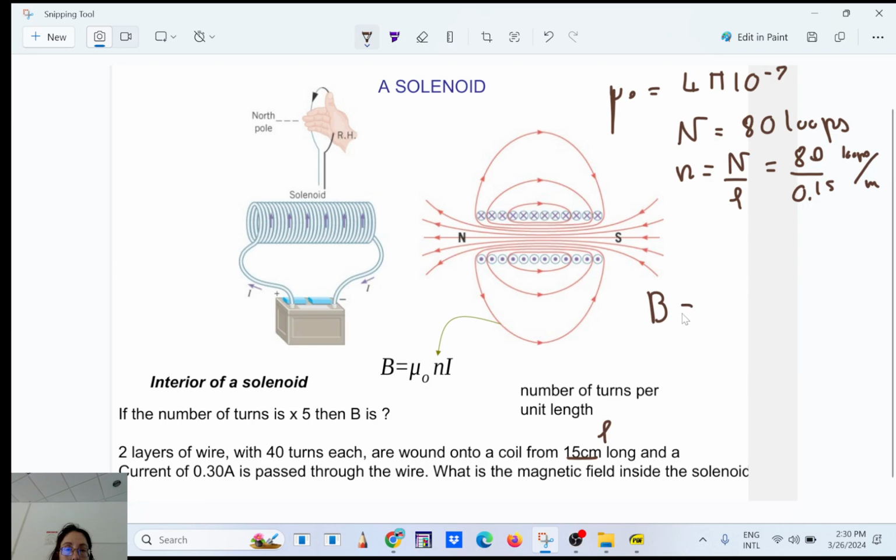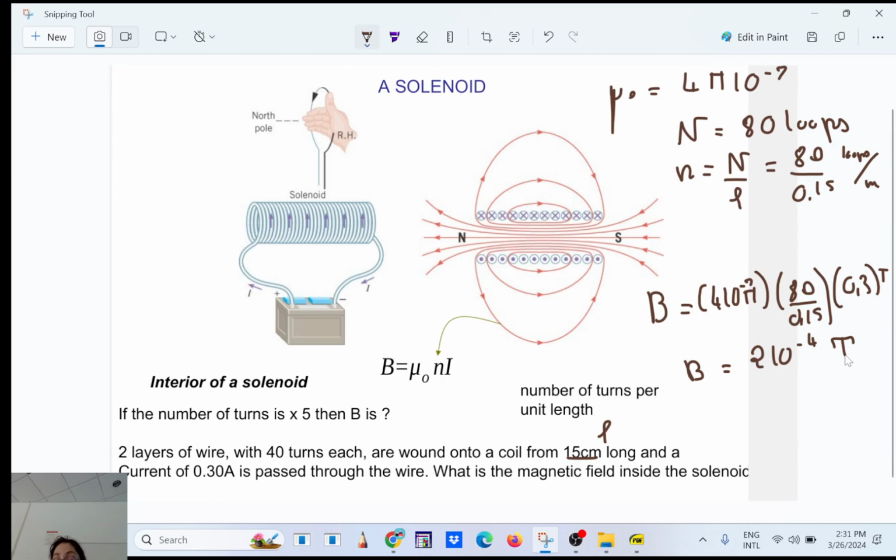So B equals 4 pi times 10 to the negative 7. I forgot the pi. 4 pi times 10 to the negative 7 times n, so 80, divided by 0.15, times the current, so 0.3. So B equals what? Yeah, did you get that? 2 times 10 to the negative 4?